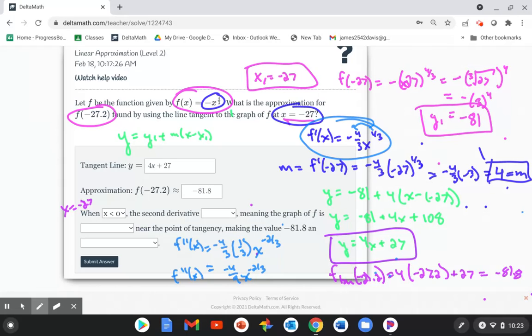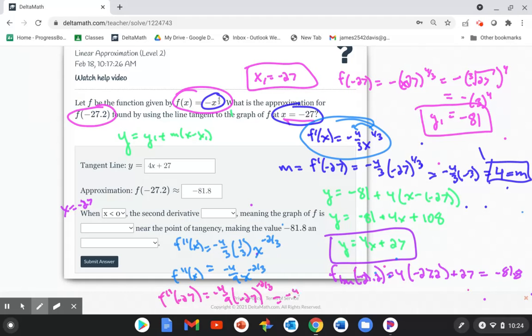Actually, you could still plug in negative 27 if you want to. Maybe that'd be easiest just to always use that value. Be less confusing. Let's go ahead and do that. So f double prime of negative 27 would be negative 4/9 times negative 27 to the negative 2/3. You could also use negative 1 if you wanted to. And when we evaluate that, that's going to be the cube root of negative 27, which is negative 3. And then we square it.